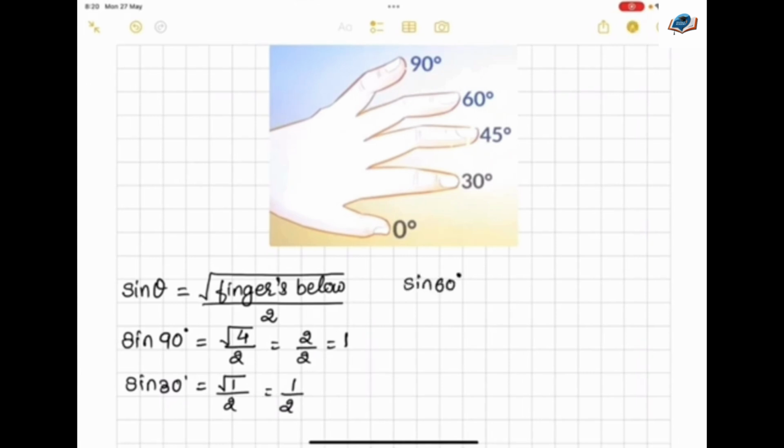Same way I can do for sine 60. 3 fingers are below 60, so root 3 by 2. Sine 45 will be root 2 upon 2. That will be 1 root 2 upon root 2 into root 2. So root 2 gets cancelled, so 1 by root 2.